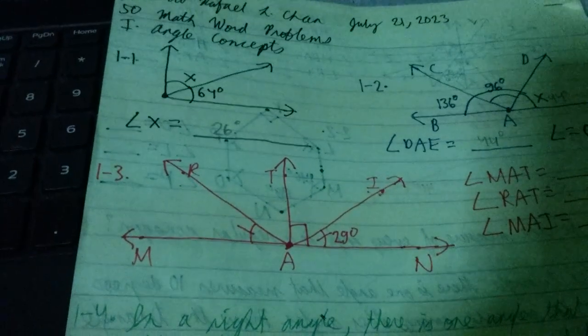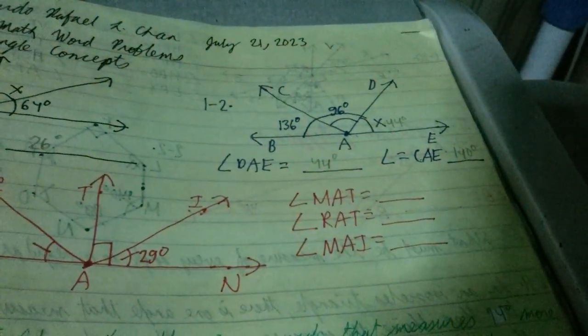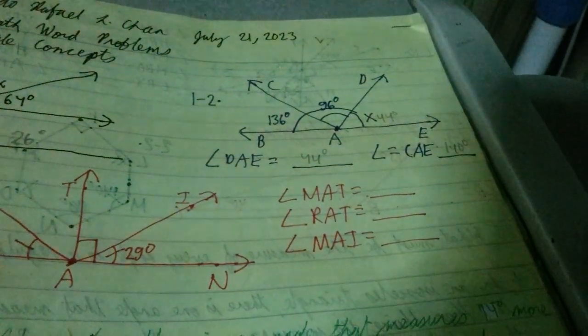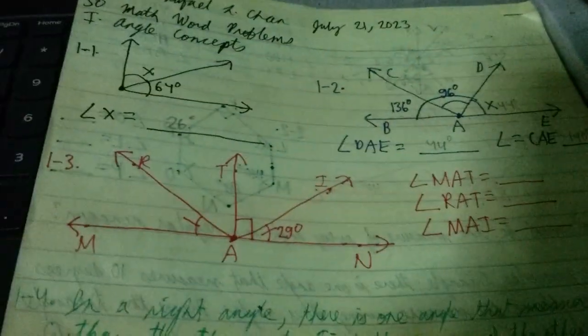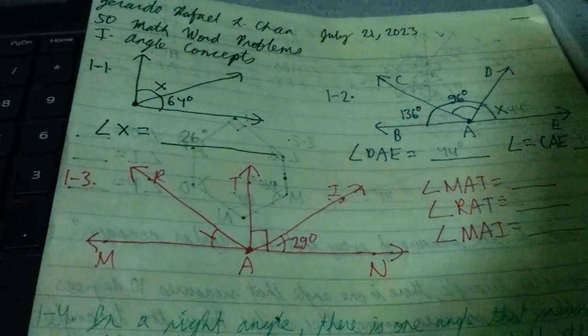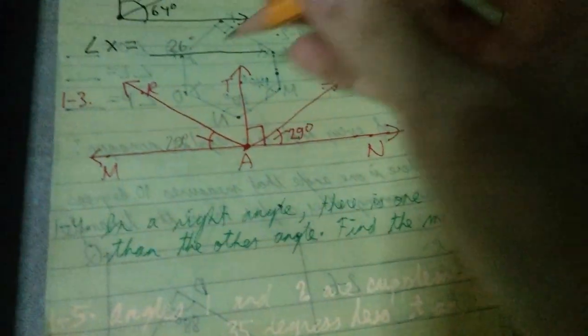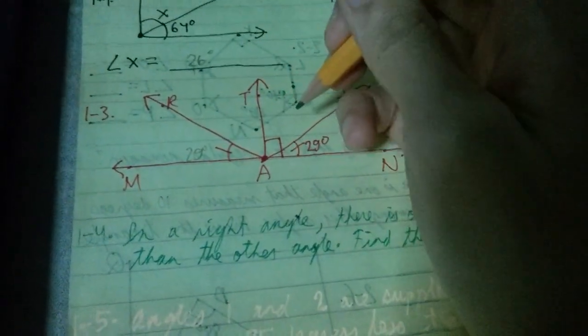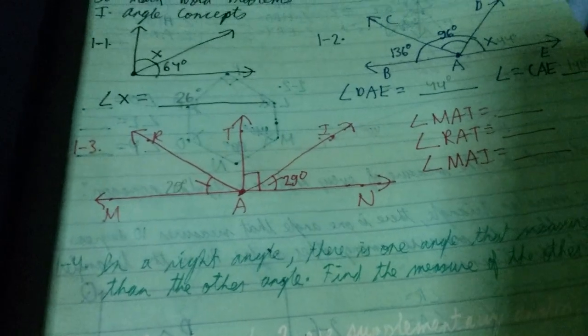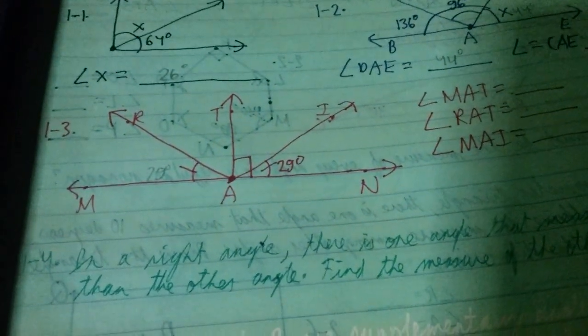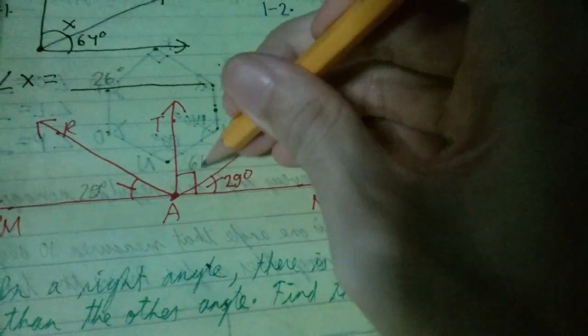Look, we are asked to solve for angle MAT, angle RAT, and angle MAI. For angle MAT, look at the clues. Do you see any clues? Yup, there are clues. We have 29 degrees, and then there's an isosceles mark. So we know that the opposite angle is 29 degrees as well, which is this guy. Tama? And then this one is also 90 degrees. So we can apply the concept of complementary angles. So 90 minus 29, ano yung sagot? You should get 61 on both sides. 61 and 61.